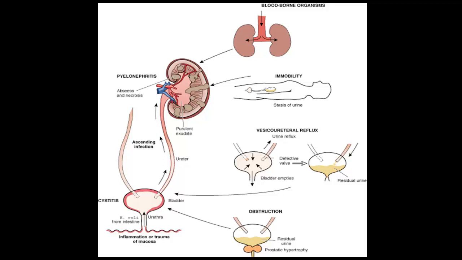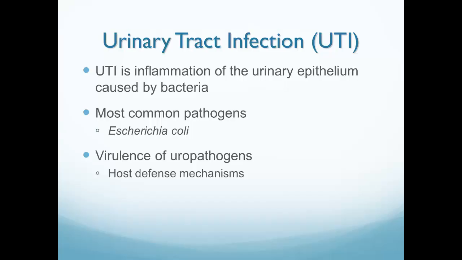I think you're going to find most often what's happening is that we're getting bacteria from the colon that is getting into the urinary tract, the E. coli getting into the urinary tract, causing the UTI. So it's an inflammation usually caused by bacteria, so it's usually bacterial infection. And the most common pathogen is E. coli, and E. coli is a common or a normal flora that's found in the intestinal tract.